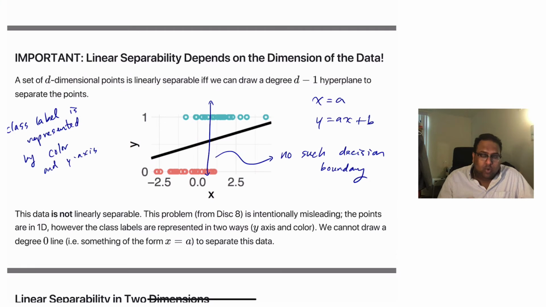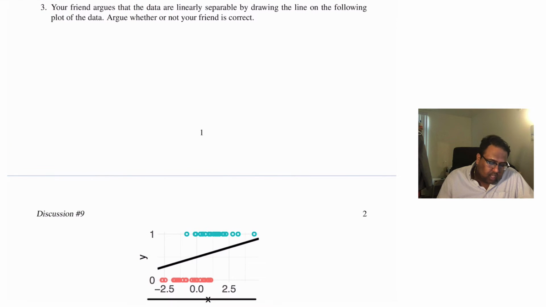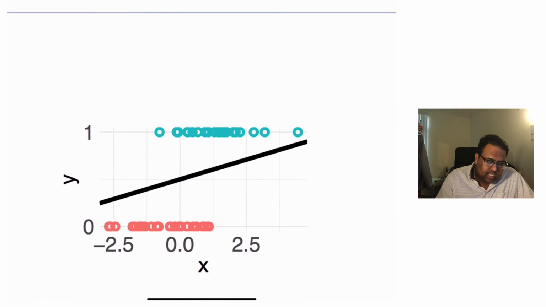And so now in question 3, we're told that our friend argues that this set of data is linearly separable because I can draw this line over here and say everything above the line belongs in one class and everything below the line belongs in another. So we have to determine whether or not this friend is telling the truth, really. Is this data linearly separable?